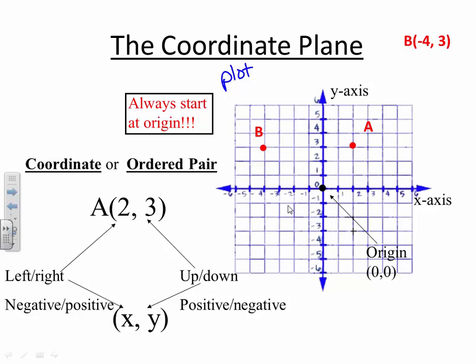So what I'd like you to do is I would like you to label C, D, E, and F. So you're going to hit stop, you're going to label those, and then come back.